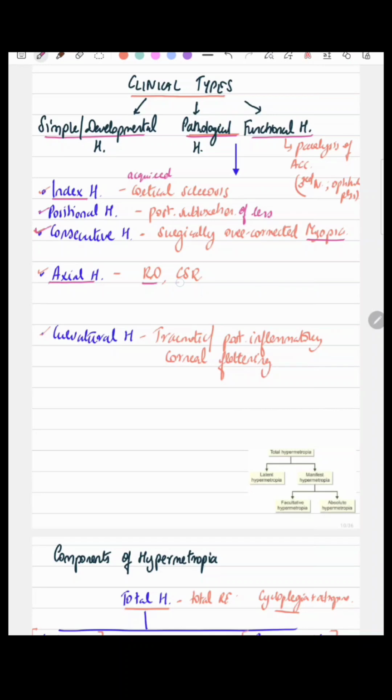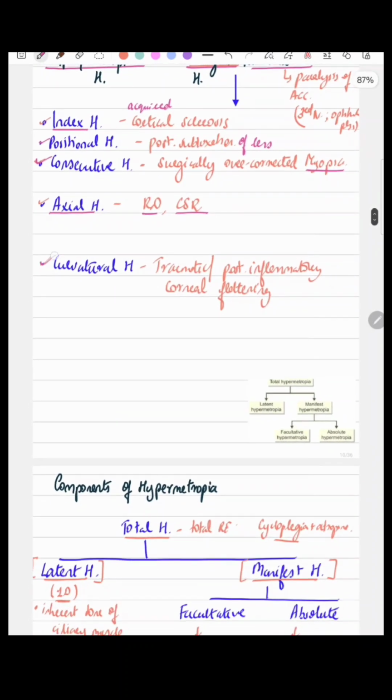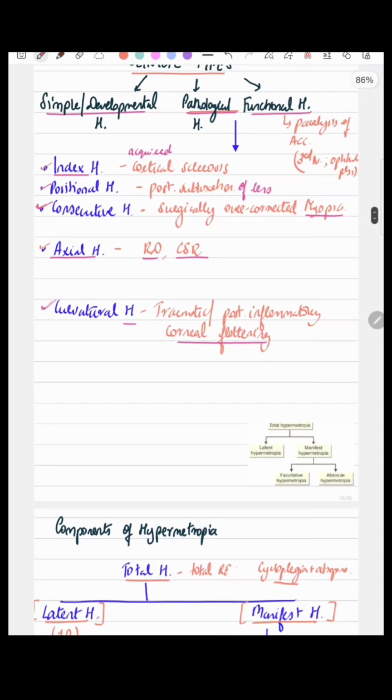as in case of retinal detachment or central serous retinopathy. Next is curvatural hypermetropia due to traumatic or post-inflammatory corneal flattening. These are the pathological hypermetropia. Pathological hypermetropia can be index, positional, consecutive, axial, curvatural.